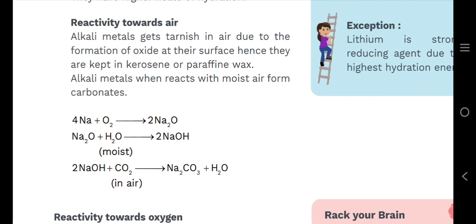For example, Na plus O2 gives Na2O. Na2O plus H2O gives NaOH. NaOH plus CO2 gives Na2CO3 plus H2O.